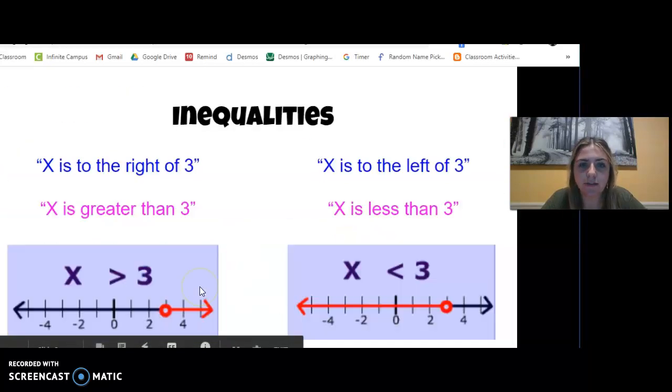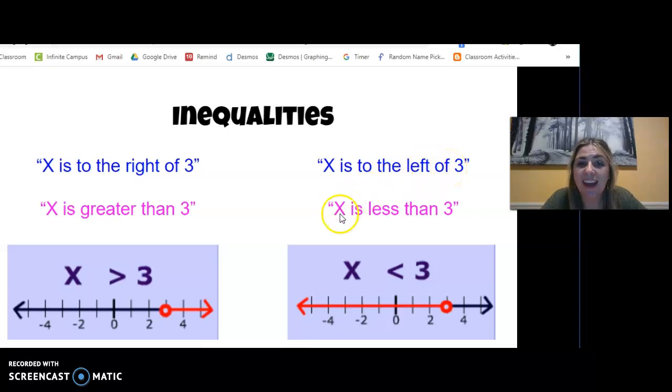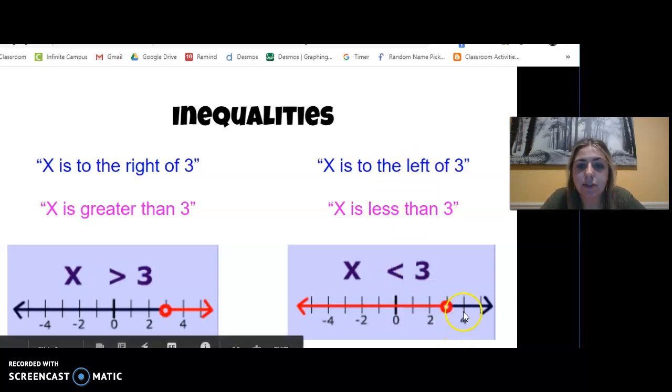Whereas over here, you have X, and then the inequality is pointing to the left of 3. And so X is to the left of 3, or X is less than 3. And left and less kind of go together. So here we would start by putting a dot at 3 and then shading in the number line to the left all the way out to the end of that number line.